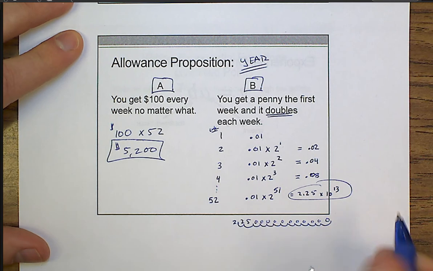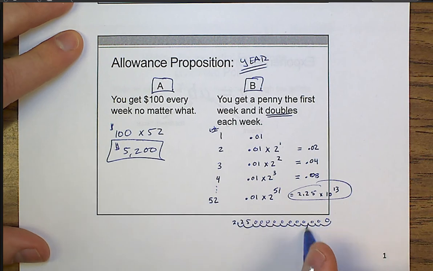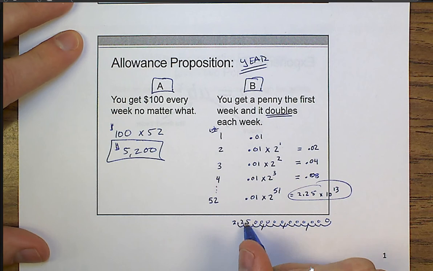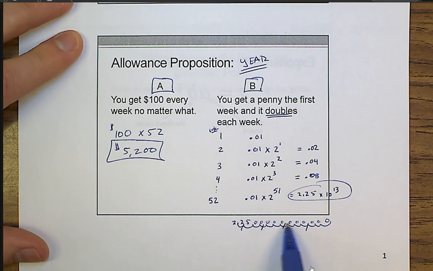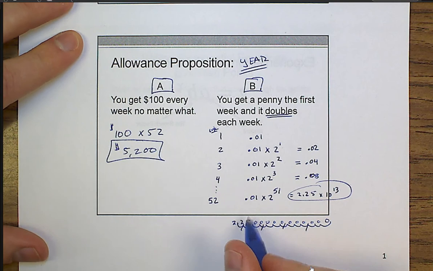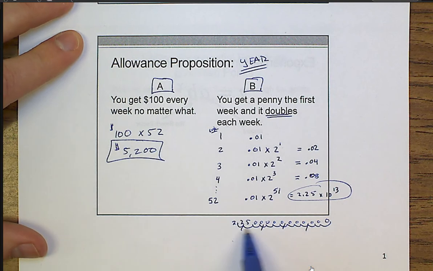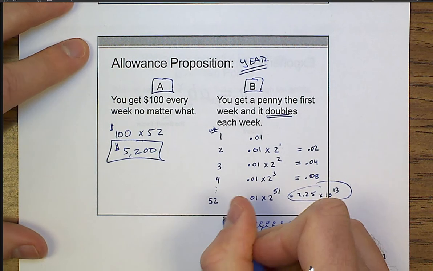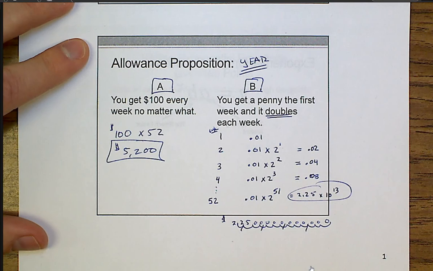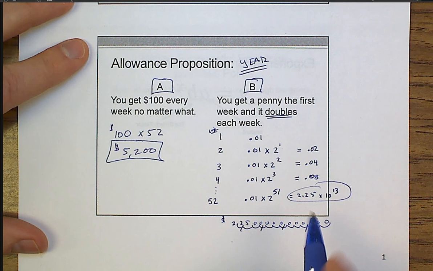And I've got to put my commas in: 1, 2, 3, comma, 1, 2, 3, comma, 1, 2, 3, comma, 1, 2, 3, comma. Let's see, it's 22,500 billion dollars after the 52nd week. So that's not even the total. That's just what you've earned in week 52. So if your parents ever give you this proposition, you want to go there.